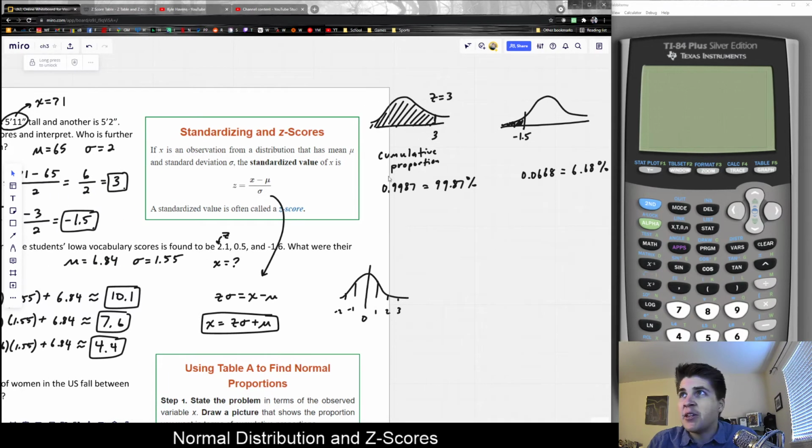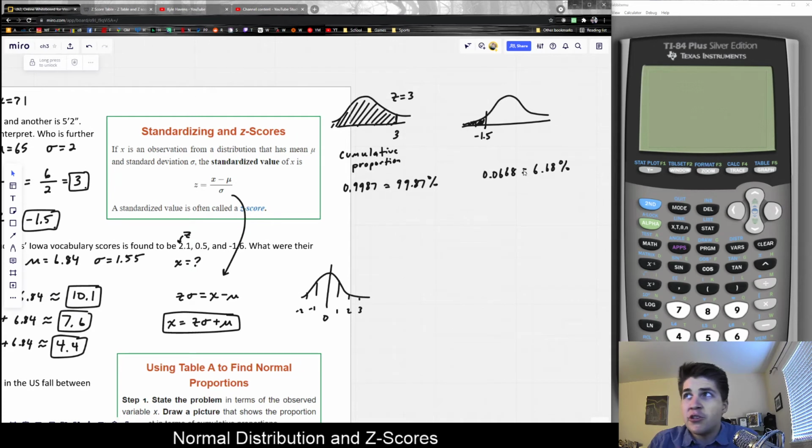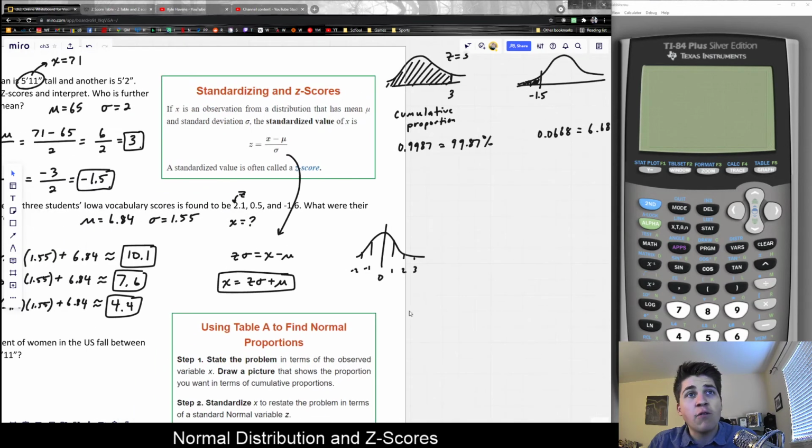So again, we see that since 5'11" is fairly extreme, pretty far above the average in terms of height, most women are going to be shorter than that. But with 5'2", only 6% of women are going to be shorter than that, because that's kind of an extreme value on the other side. And this is the key to solving these sorts of questions.